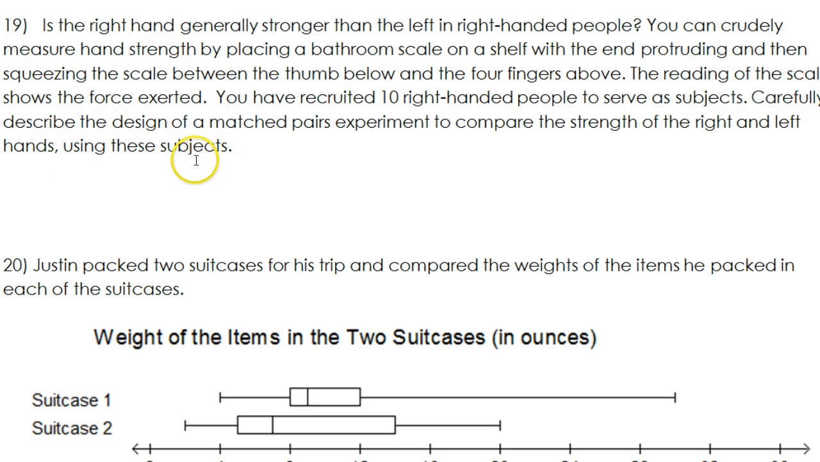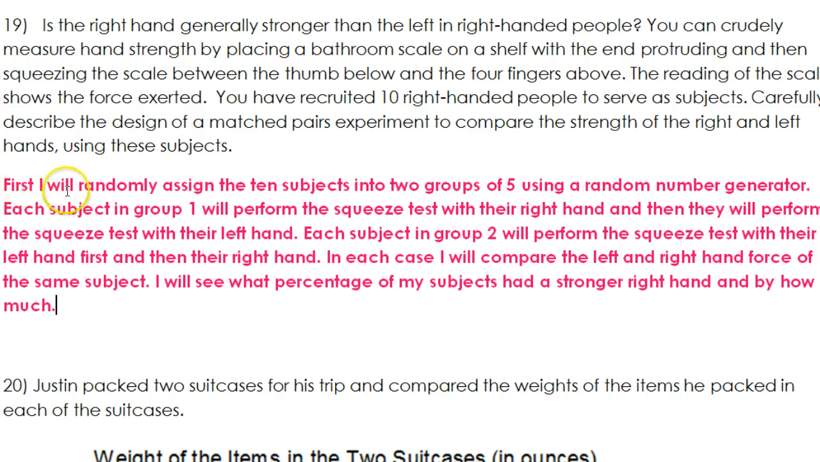Well, first I would randomly assign the 10 subjects into two groups of 5 using a random number generator. Each subject in group 1 will perform the squeeze test with their right hand, and then they will perform the squeeze test with their left hand. Each subject in group 2 will perform the squeeze test with their left hand first, and then their right hand.